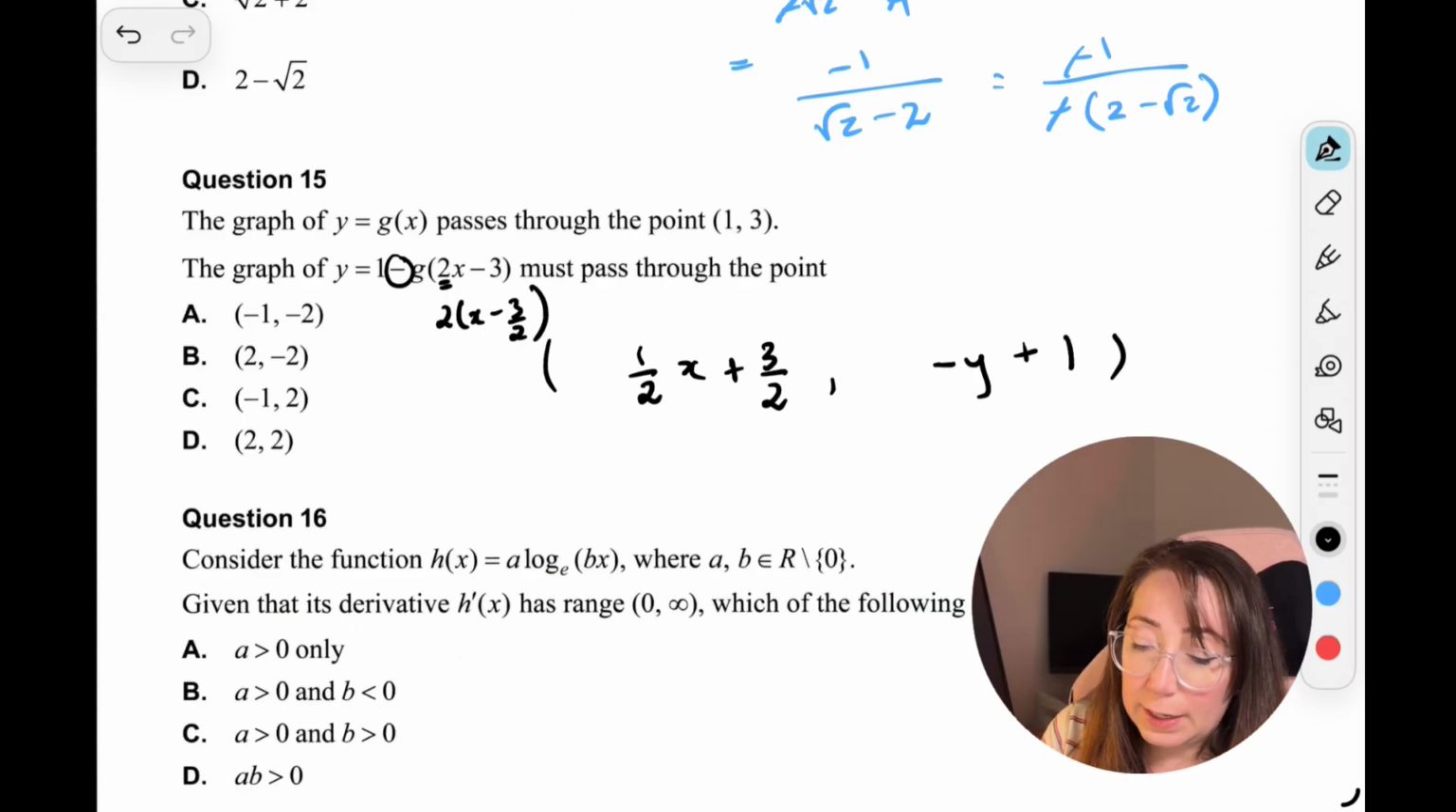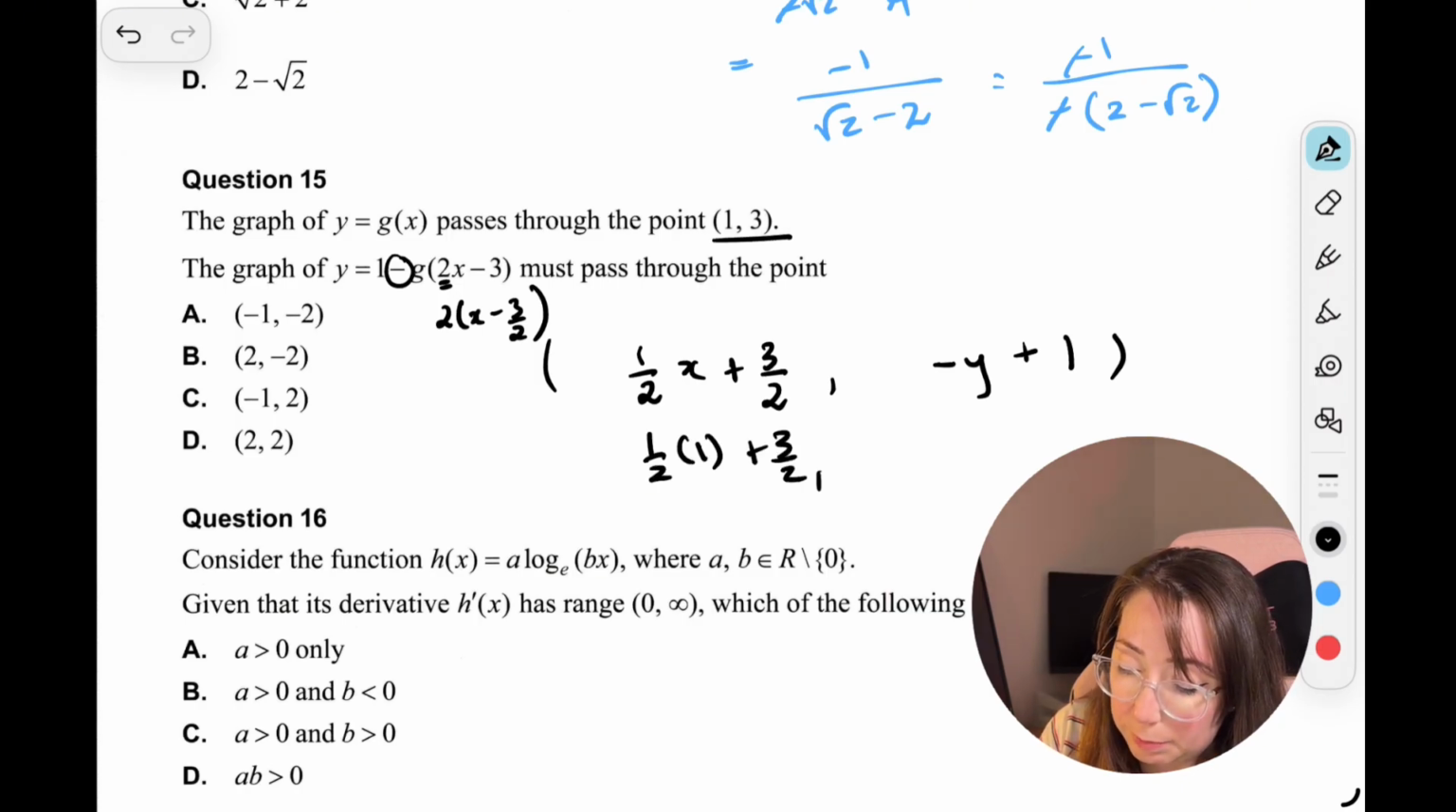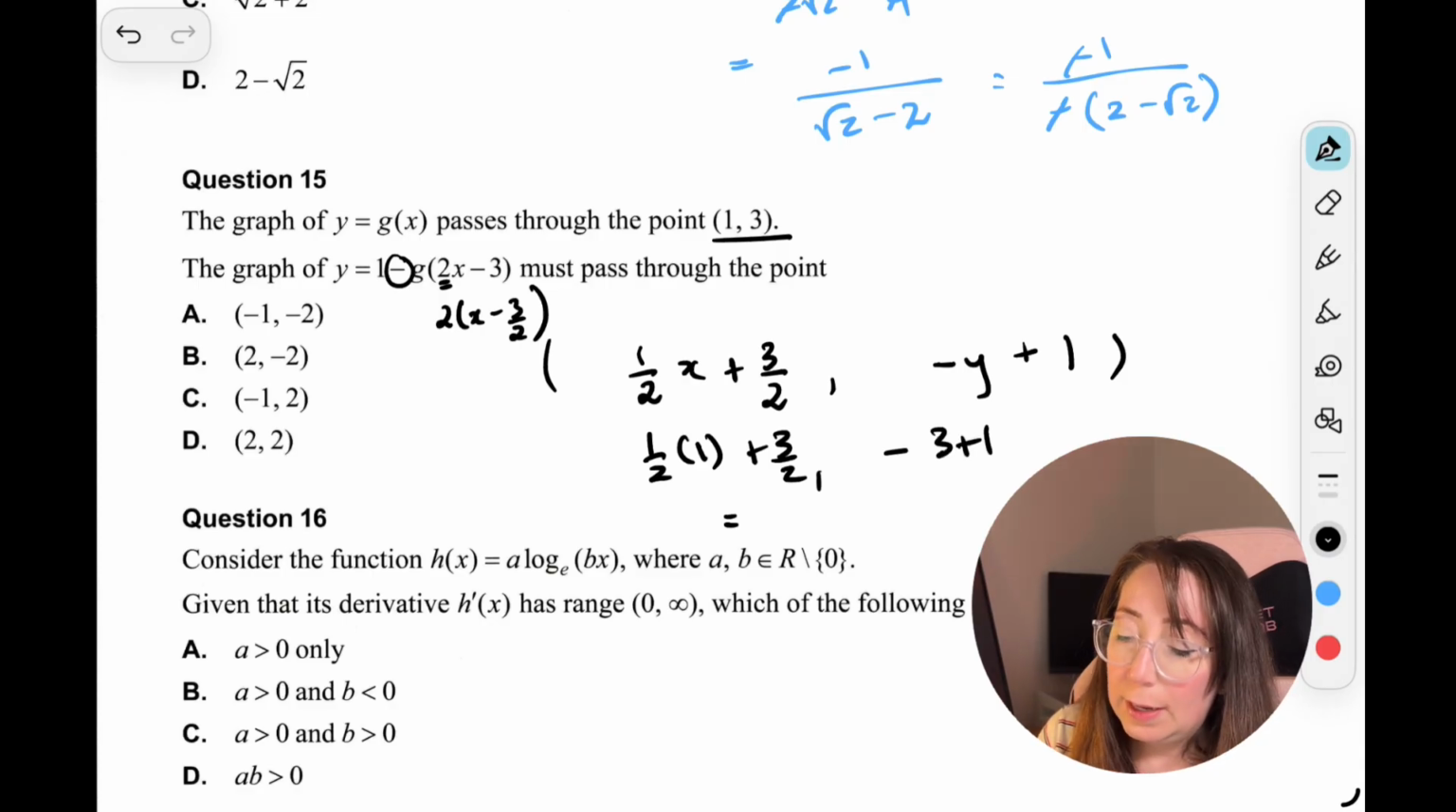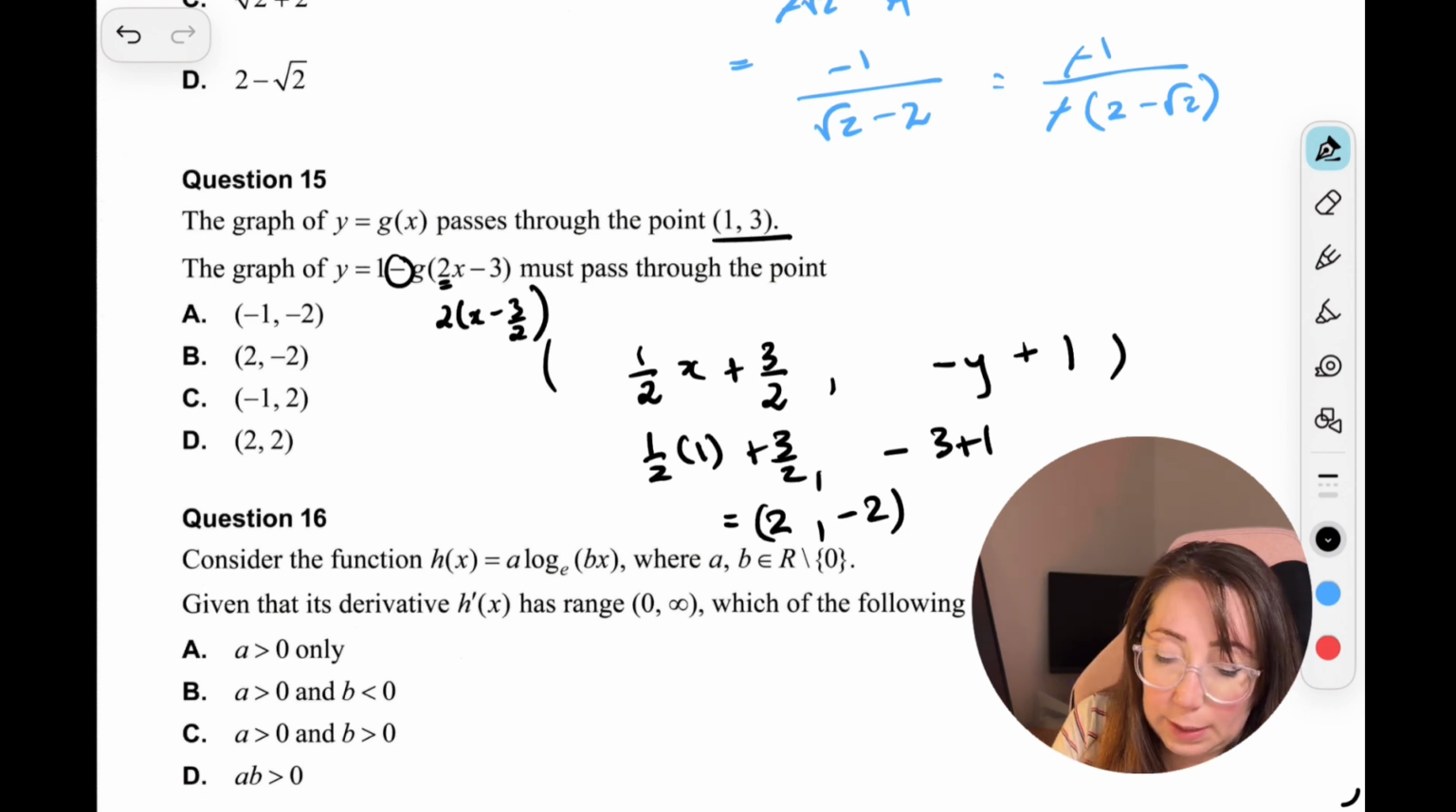Now I'm just going to go ahead and sub in 1 and 3. So that'll be a half times 1 plus 3 on 2. And negative 3 plus 1. So it'll be a half plus 3 on 2, which will be 2. And negative 3 plus 1 will be negative 2. So the answer to that should be B.